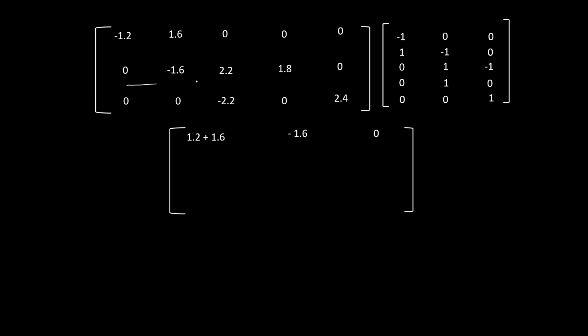Now with respect to the second row, first column, you will have -1.6. Second row, second column, you will have -1.6 into -1 will be 1.6, plus 2.2, plus 1.8, 0 into 0 will be 0. So totally we have 1.6 plus 2.2 plus 1.8. Now with respect to the third column, if you take -2.2, that's it, because only the third position alone has a value.